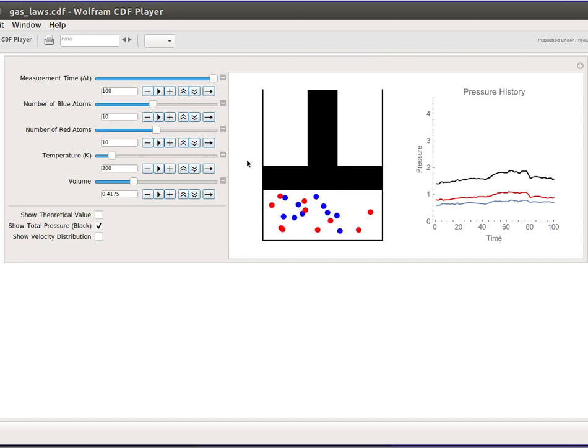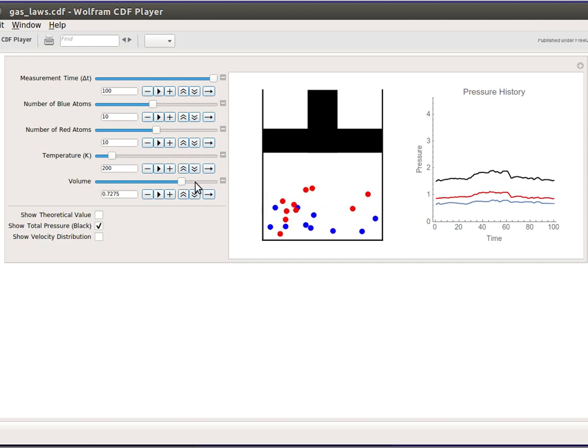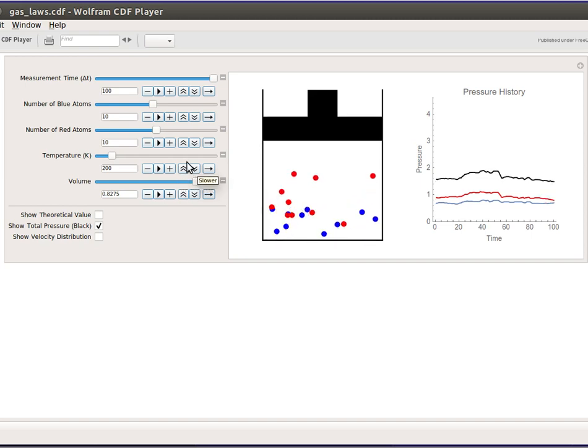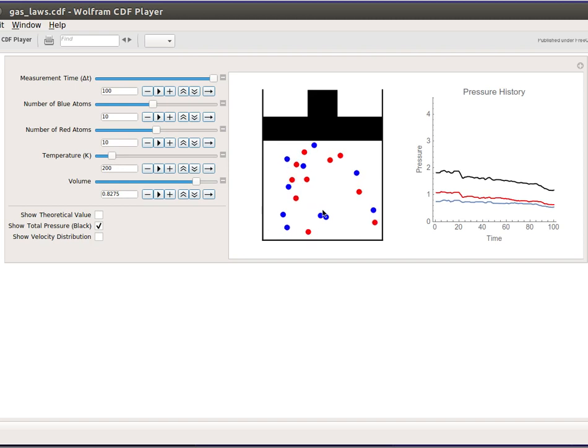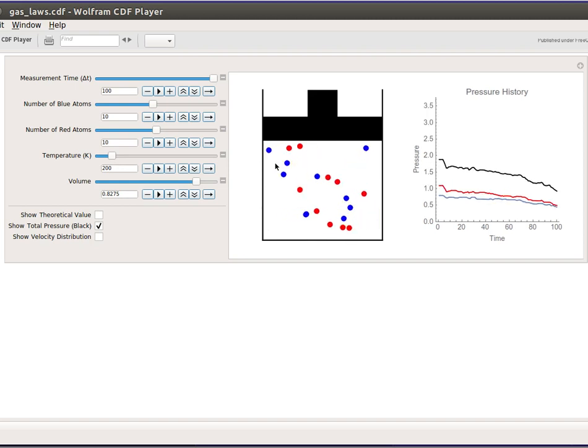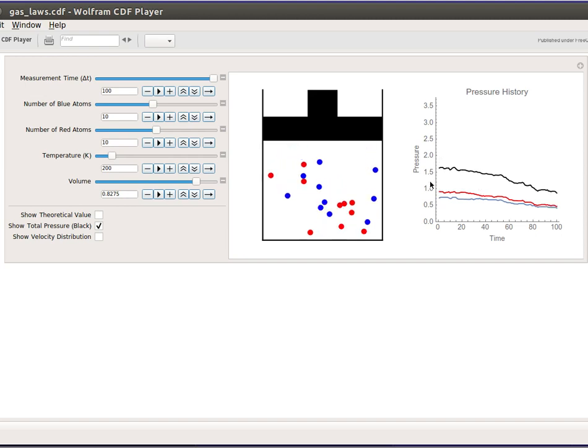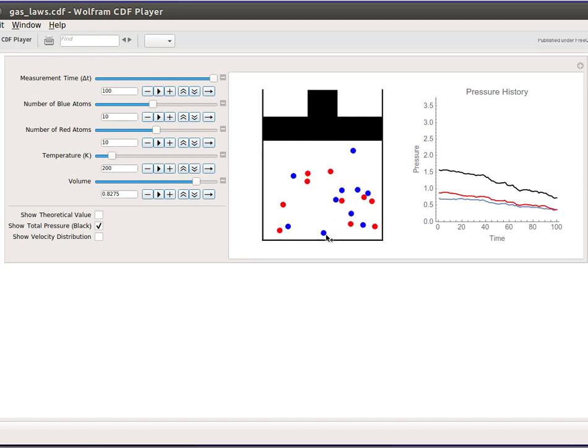Okay. Similarly, if we can move our volume back out here so we can get a better feel for the movement of these little guys. If we increase the temperature, I want you to watch closely on what happens to the motion of these molecules. And before I actually increase the temperature, I want you to make a prediction. What do you think is going to happen to this system in terms of pressure and the visualization if I increase the temperature?